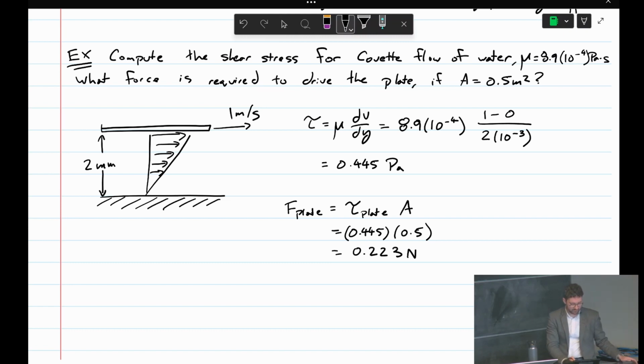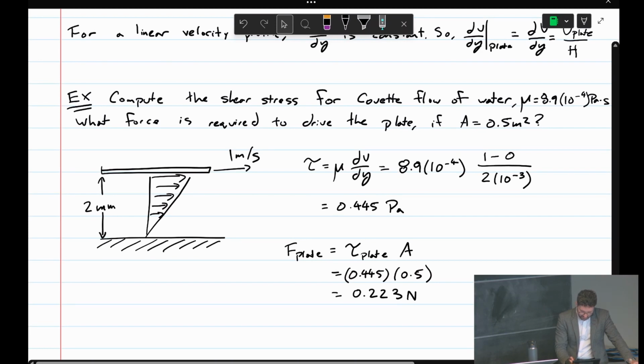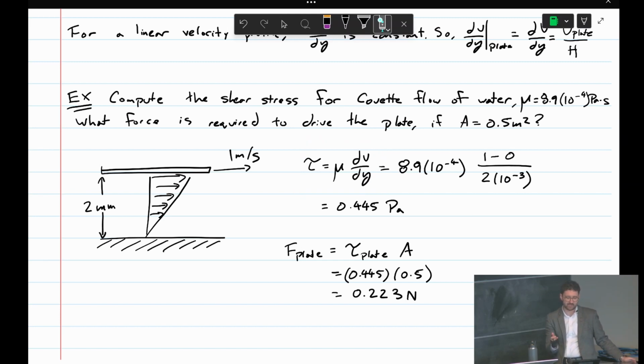So we get an F plate of 0.2 newtons. I'm just going to review some of the concepts and assumptions here. This is the core equation for a Newtonian fluid, Newton's hypothesis. So tau is mu du dy.